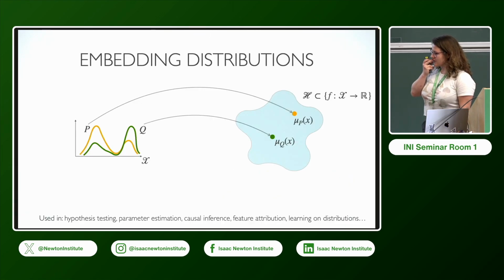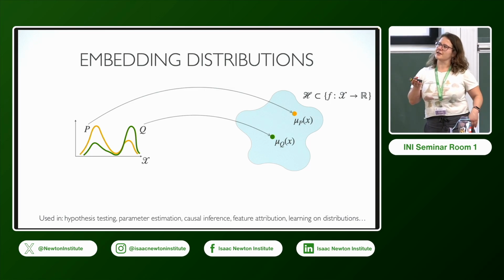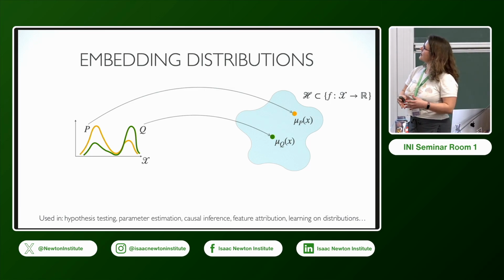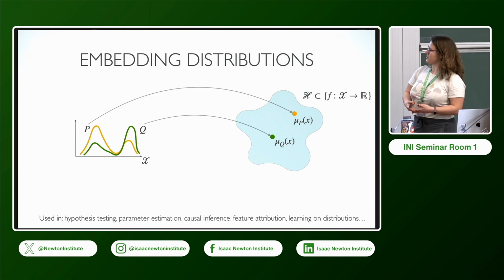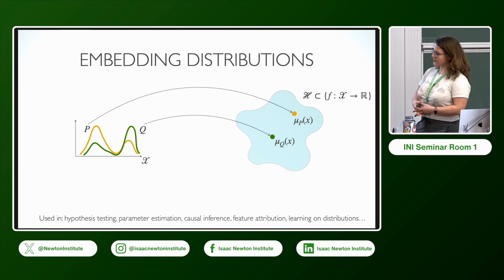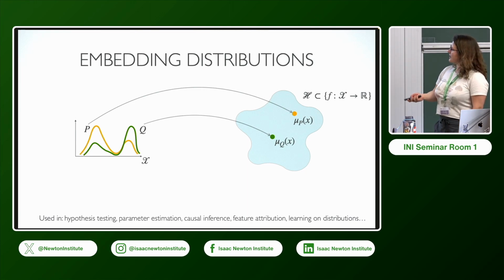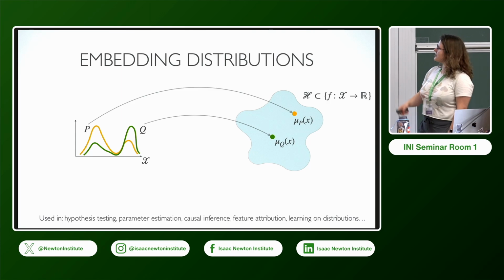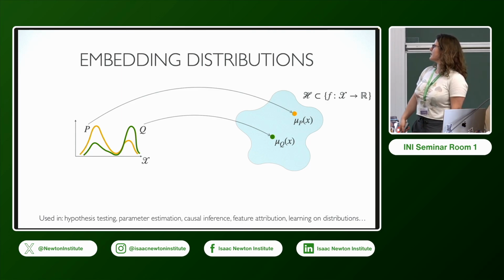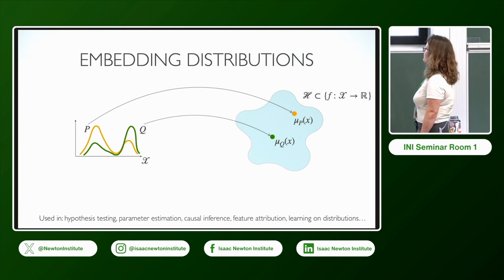Okay, so many tasks in statistics and machine learning rely on representing and comparing probability distributions. And this is the problem that we'll be looking at in the talk, representing distributions and then comparing the representations that were obtained. And yeah, this setting is ubiquitous. It appears in problems in hypothesis testing, parameter estimation, causal inference, feature attribution, learning distributions, among others. I'm sure there are many, many more.